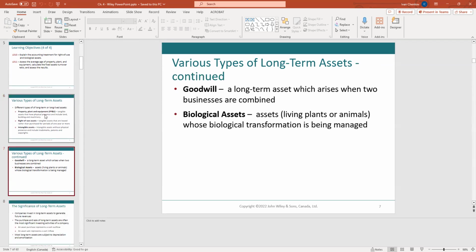Goodwill is another long-term asset, and goodwill comes from purchasing a business. When we combine two or more businesses, we're always going to have goodwill. And the last thing is biological assets. By biological assets, I don't mean employees. We're talking about living plants and animals.